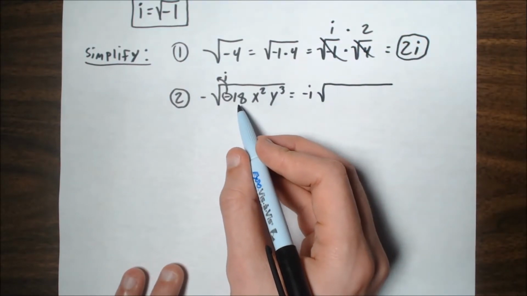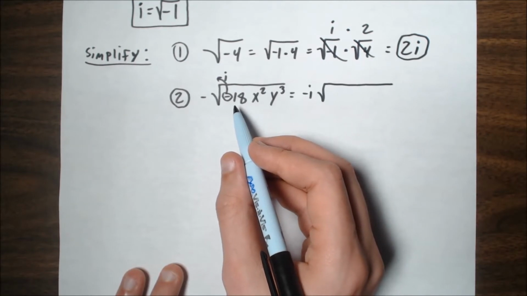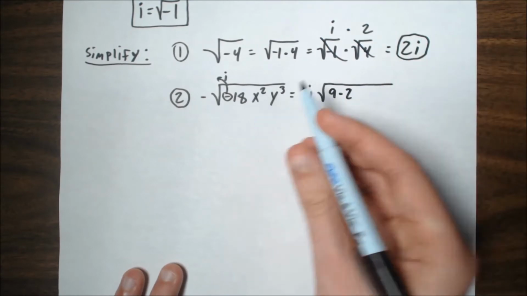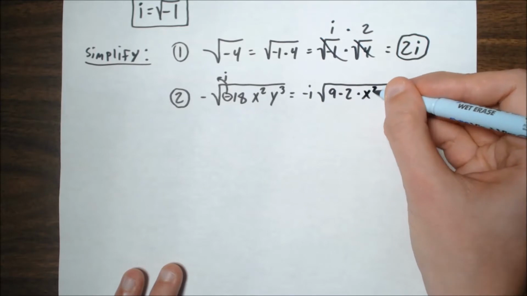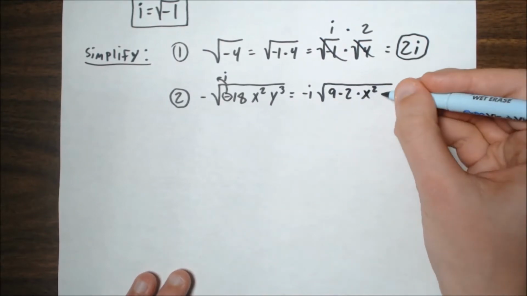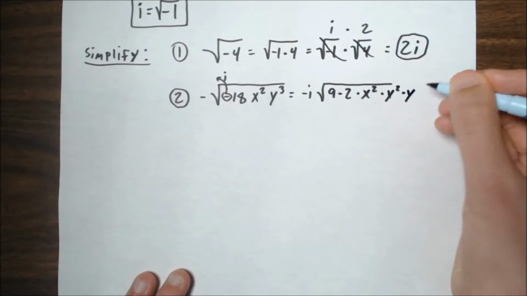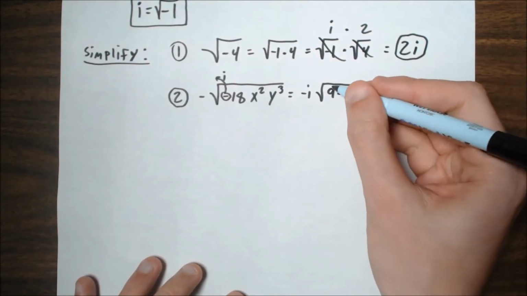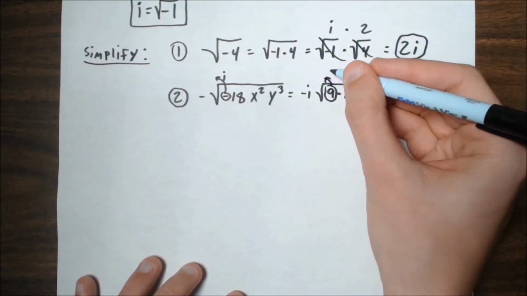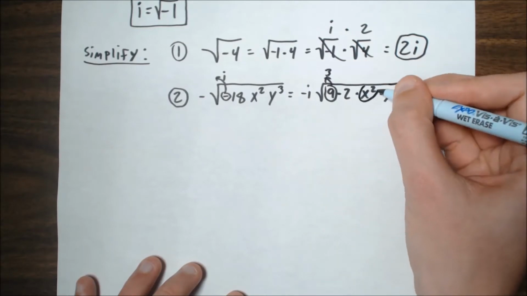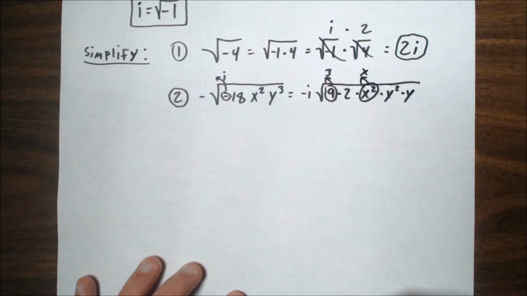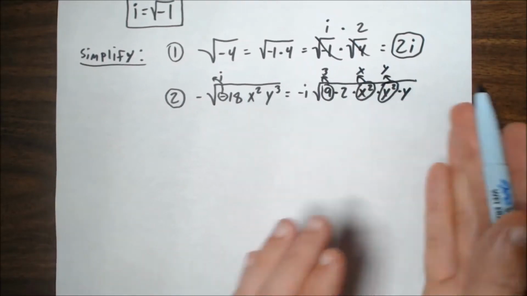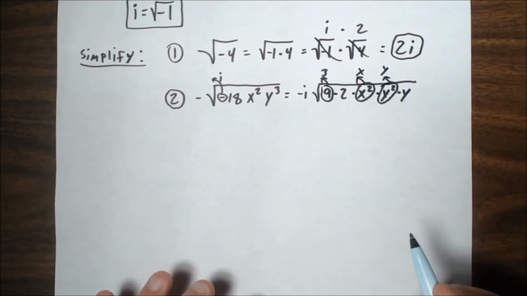Now, remember from the last video, we said 18, does it have any perfect square factors? And it does. 9 is a factor. So I can write that as 9 times 2. x squared is a perfect square. y to the third is not a perfect square, but I could write that as y to the second times y. So I've factored everything out into its perfect square components. Okay, so the 9 can come out as a 3. The x squared can come out as an x. And the y squared can come out as a y. So everything I pulled out goes in the front. Everything left behind has to stay behind.